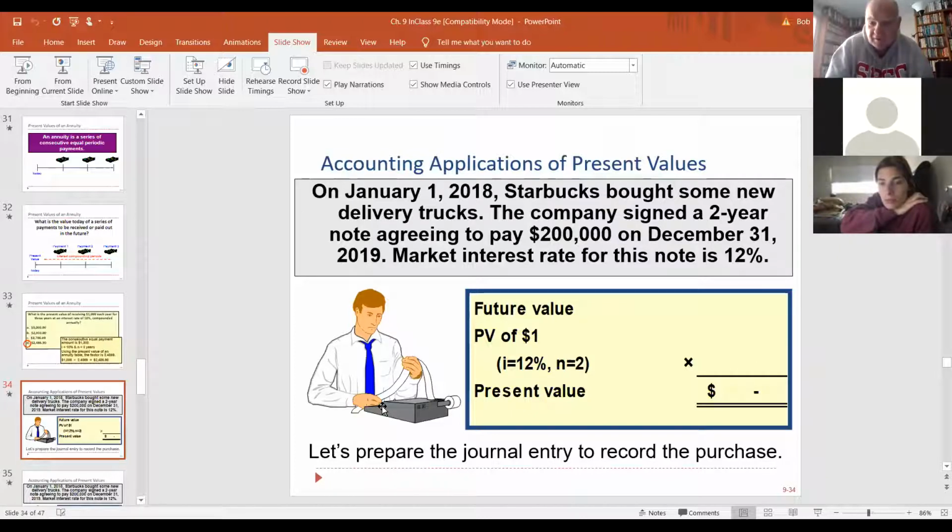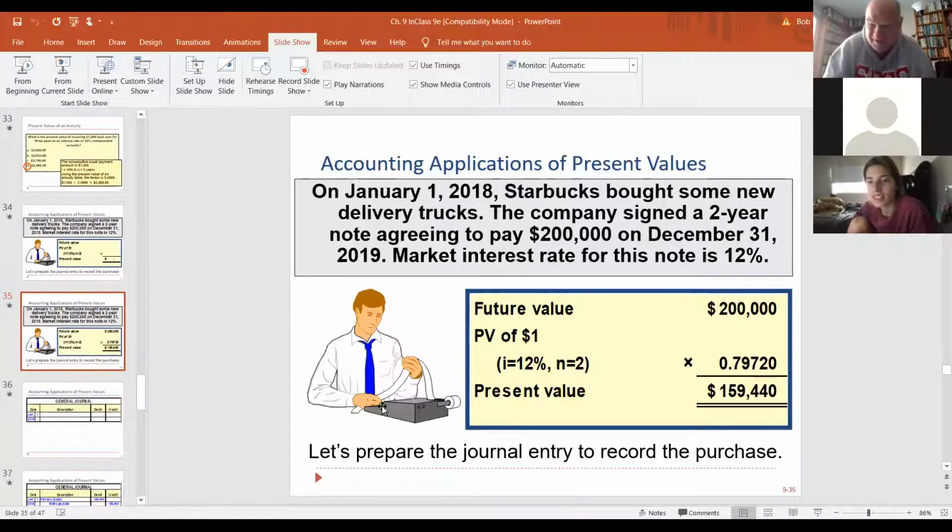So what's the future value here? I repeat, what's the future value? Come on, guys. Let me say it this way. How much do we have to pay in 2 years? 200,000. Thank you, Suda. $200,000. I'm teasing. I know this is not easy. Oh, because it's backwards, right? Yeah, 200,000, the future value.